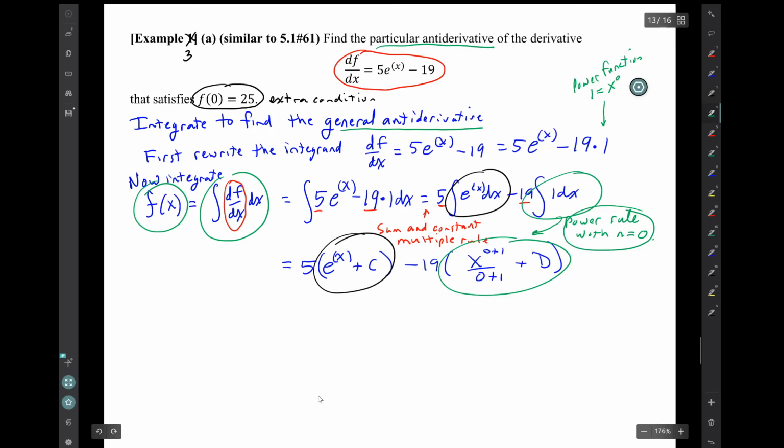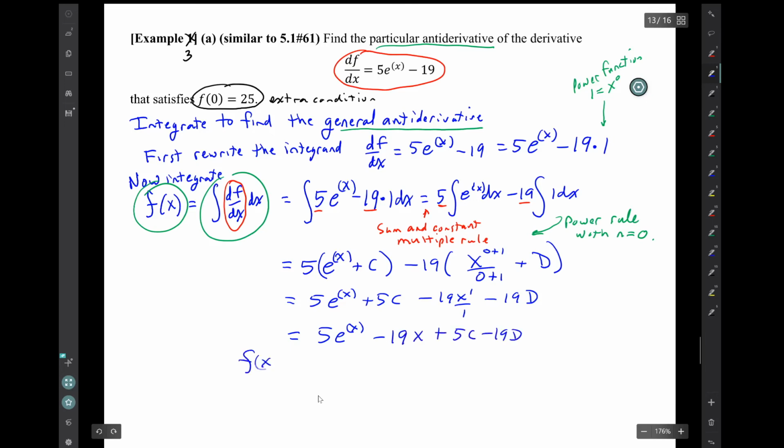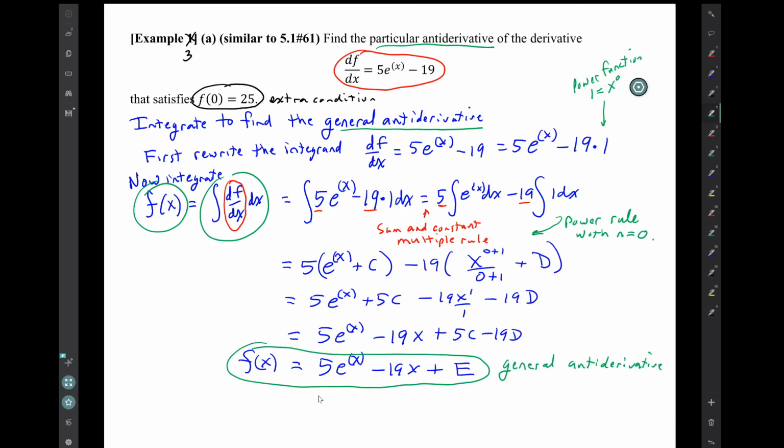Now notice this has come up before. Let me point out, this integral doesn't have an x in it. We're just integrating 1. But an x shows up when you do the power rule. You don't write 1 to the 0 plus 1. You write x to the 0 plus 1. So there's our result of integrating.